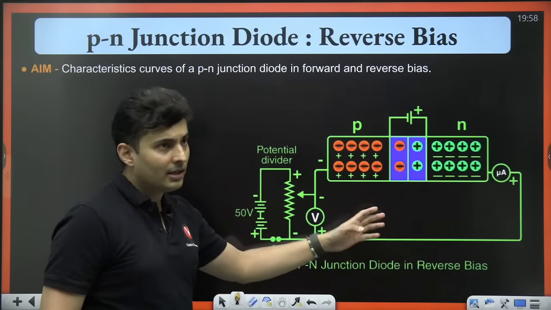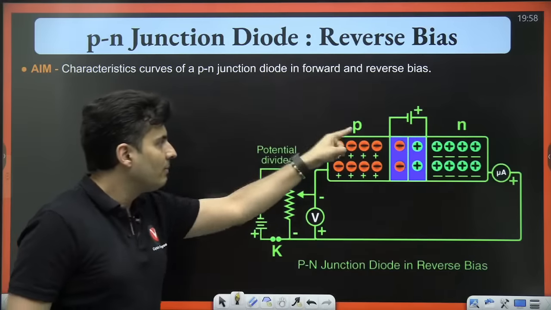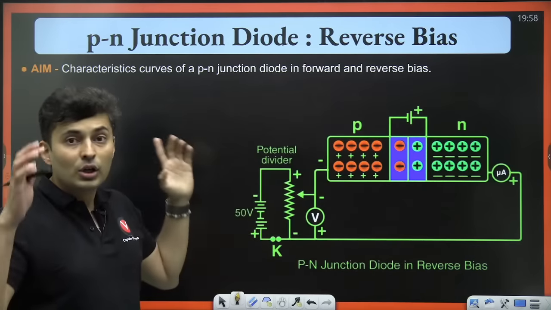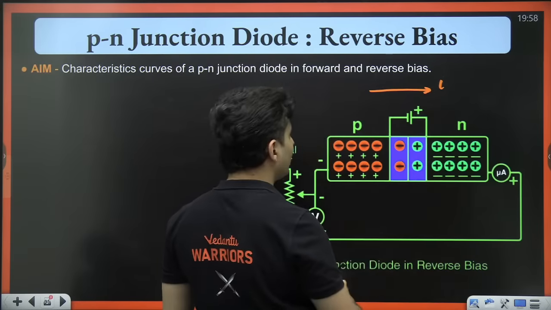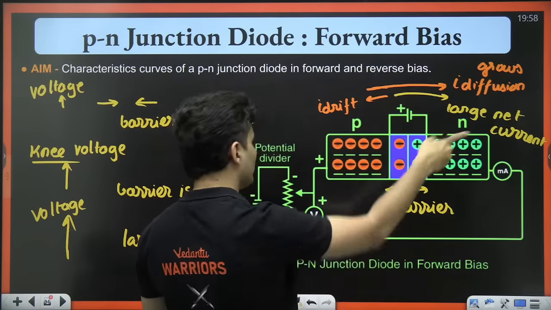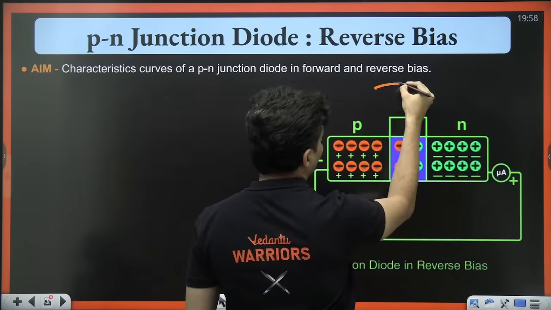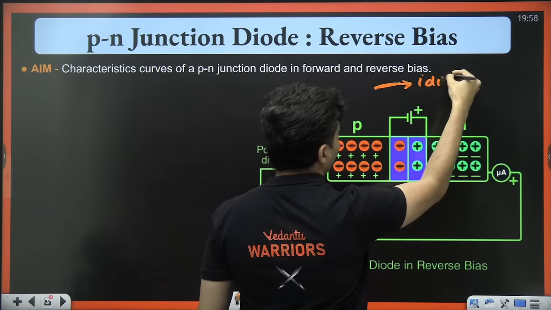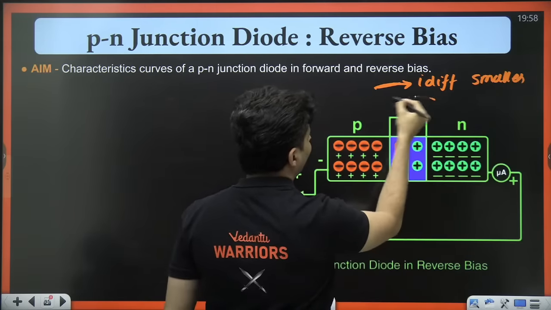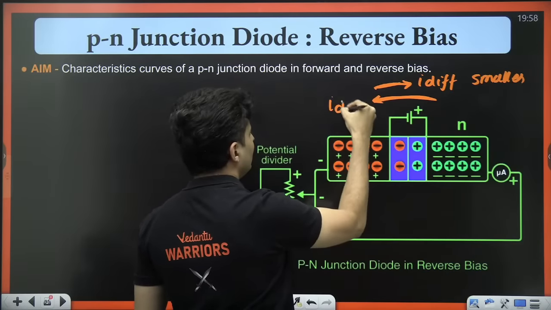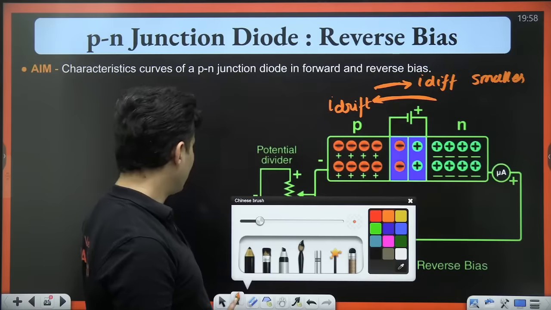In the exact opposite scenario, where you connect it in reverse bias, meaning P to the negative, N to the positive, you will see that the diffusion current does not grow. In fact, the diffusion current becomes smaller. And the drift current stays as it is. Nothing happens to it.